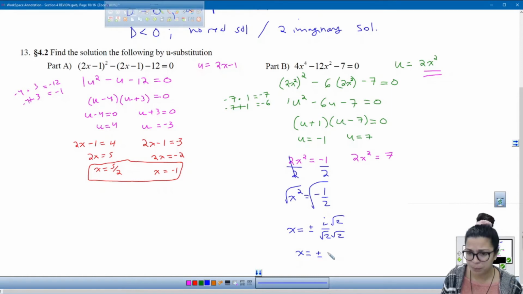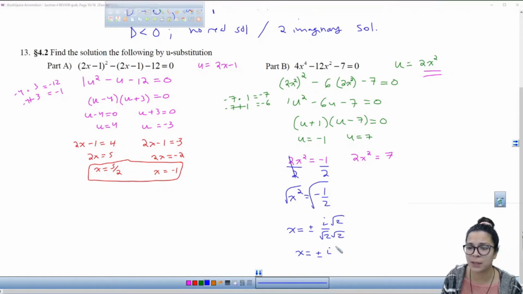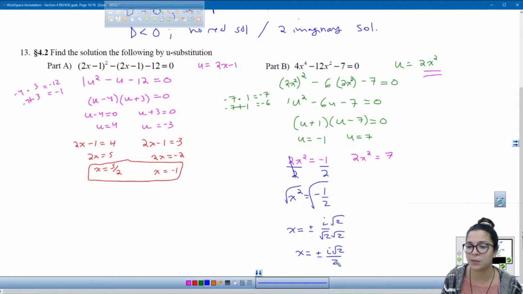So we have two answers here, positive i square root of 2 over 2 and negative i square root of 2 over 2. Over here, we're going to get two more answers. Let's go ahead and divide by 2 on both sides. So I have x squared equals 7 over 2. And then we'll go ahead and square root both sides. So we got x equals square root of 7 over square root of 2.